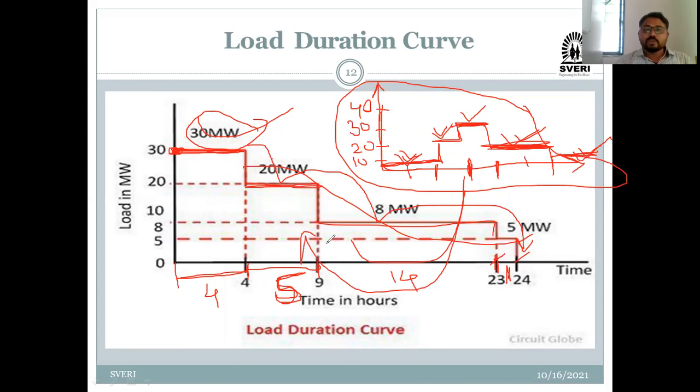So in the load duration curve, what you have to remember, load duration curve is also one of the types of curve, but here whatever the demand is, or whatever the loads are, they are arranged in the descending order. They are arranged in the descending order for how many times they are present. Okay, for how many times they were present.